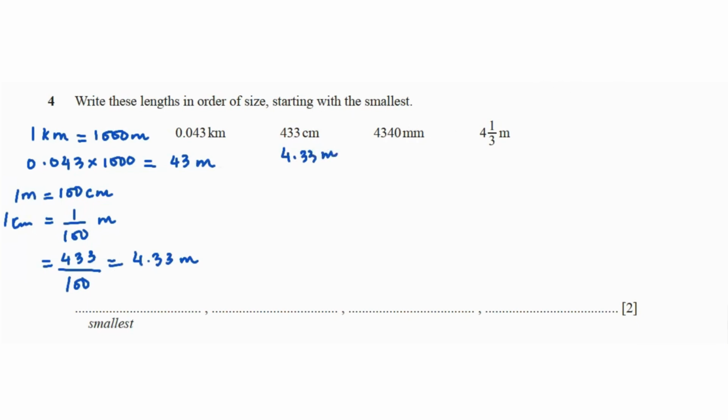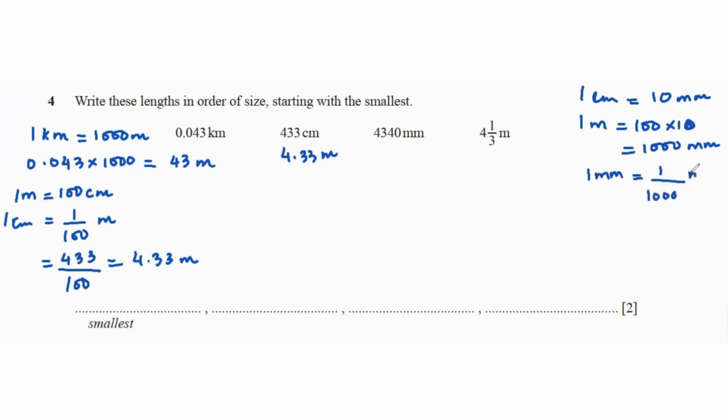4,340 millimeters. So 1 centimeter is 10 millimeters. And we know that 1 meter was 100 centimeters. So 1 meter would be 100 times 10, which is 1000 millimeters, which means 1 millimeter is going to be 1 over 1000 meters. That's going to be 4,340 divided by 1000, which is going to be 4.34 meters.